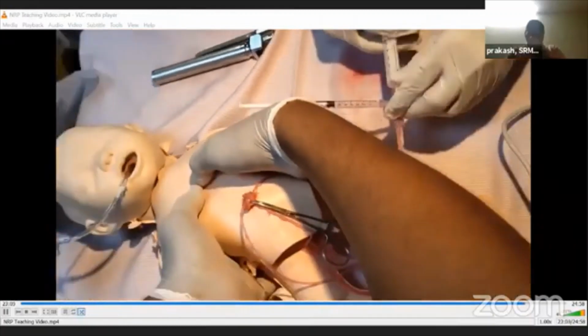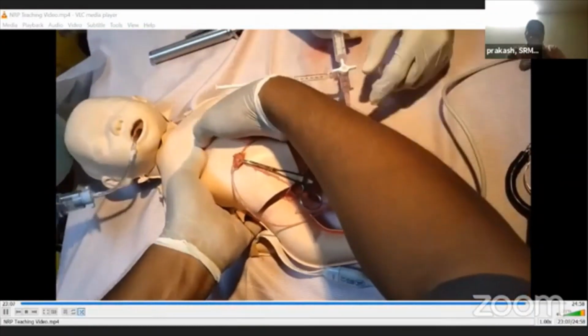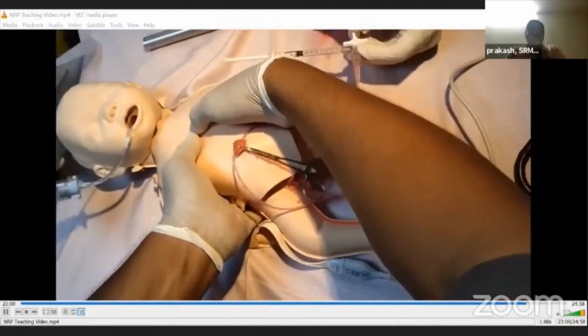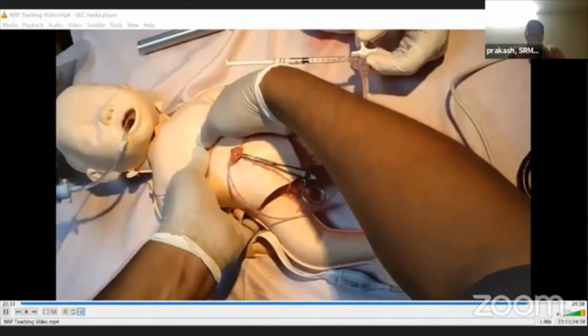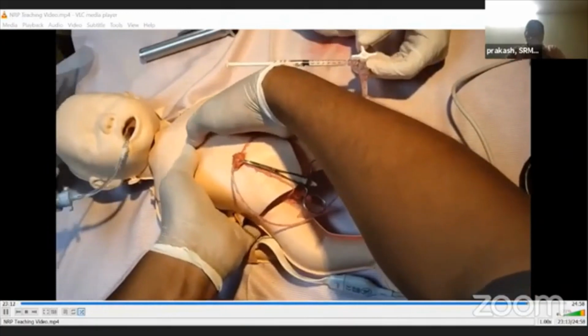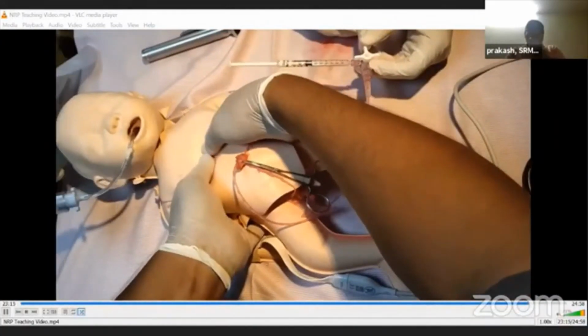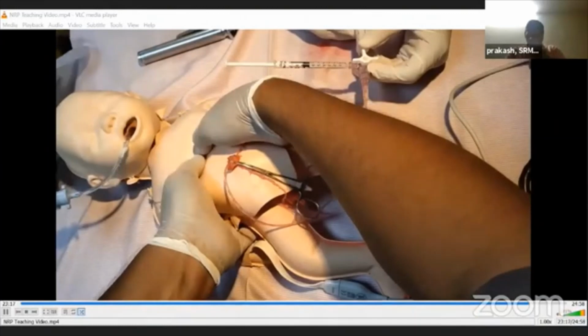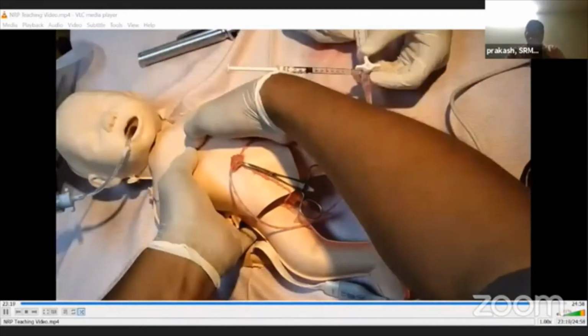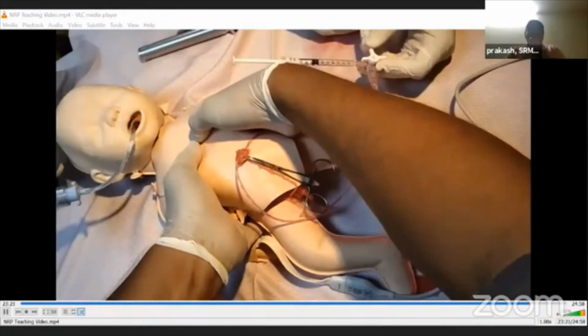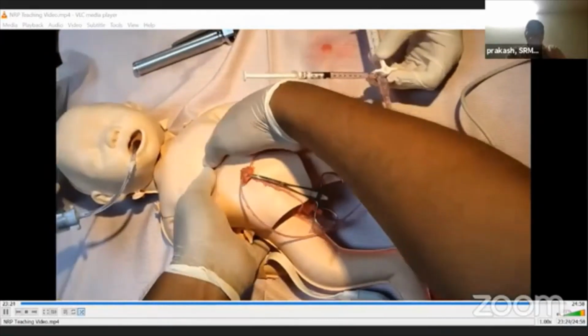Sister Surya, can you tell me when it is 1 minute? We ask somebody to intimate when it is 1 minute, and then we reassess. And remember, at the end of this 1 minute, we don't give adrenaline again. Here we again proceed with chest compression. 1 and 2 and 3 and breathe, 1 and 2 and 3 and breathe.